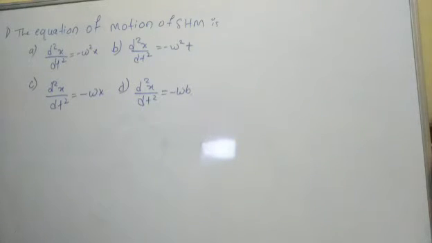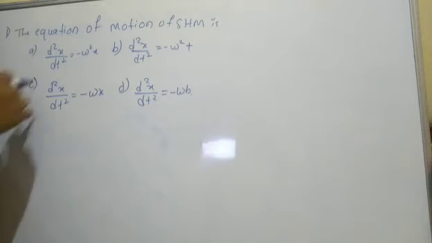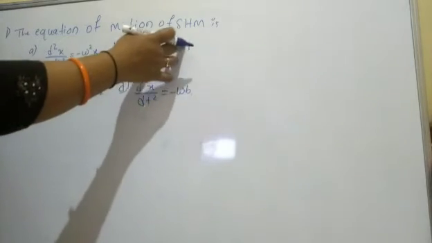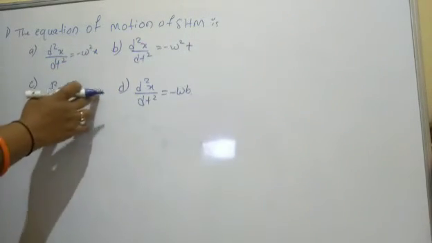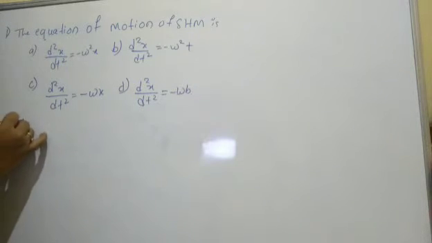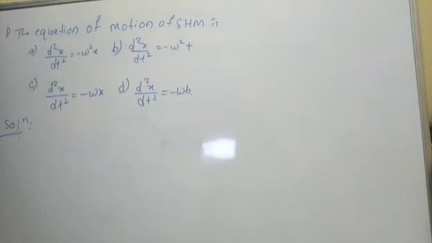So we need to cross-check which option prescribes the equation of motion of a particle in simple harmonic motion. So either d²x/dt² is equal to minus omega squared x, minus omega squared t, minus omega x, or minus omega b. So let us go ahead with the solution. Which will be the correct solution of this question? It's given in the four options there.